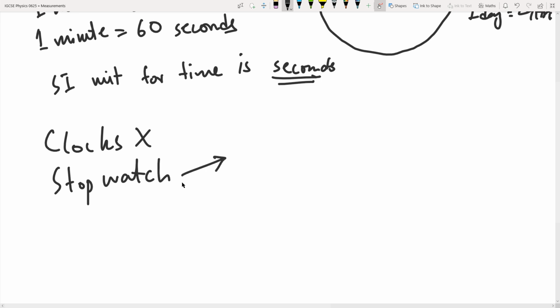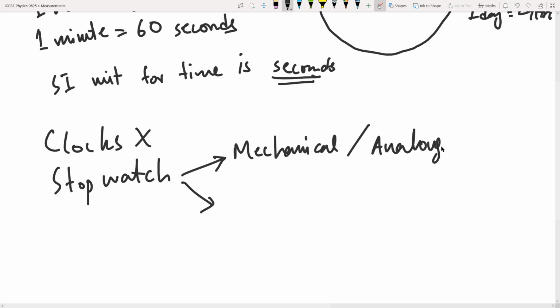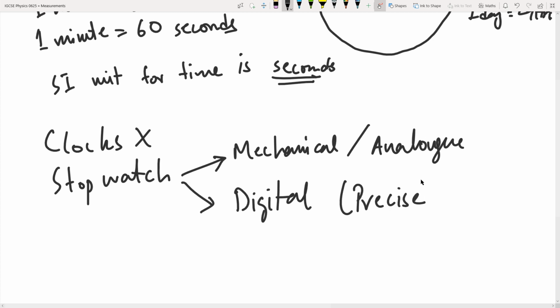There are two types of stopwatches. One, we have the mechanical ones, also known as analog watches, or analog stopwatches. Then we have the digital ones. So the digital stopwatch is more precise, as it can read out smaller fragments of time. Compared to this, the analog is less precise, right?